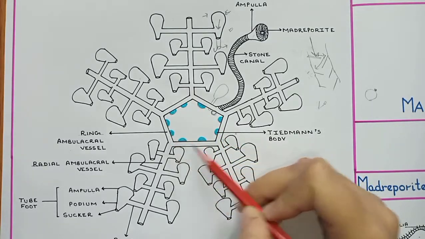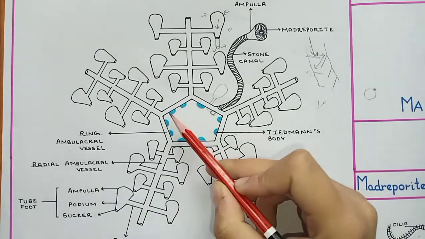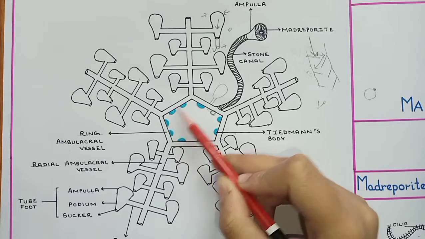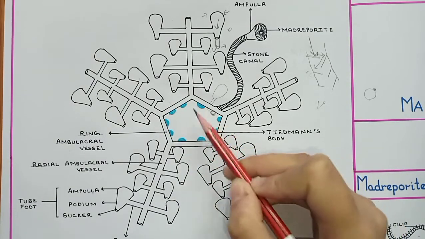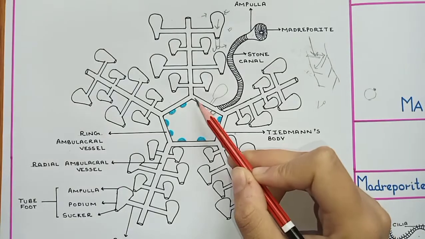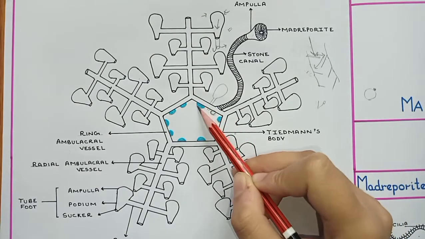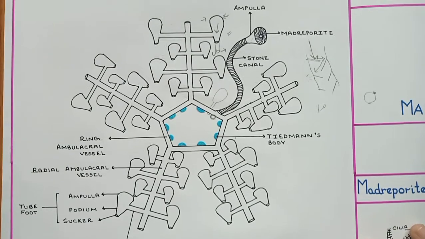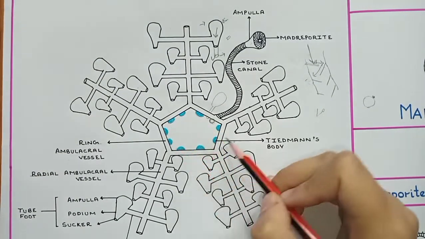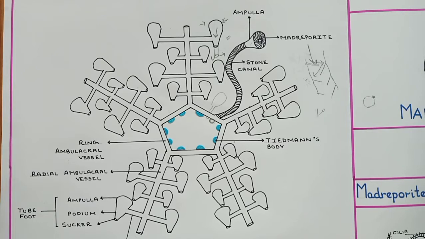On each side of the ring canal there are two Tiedemann bodies, but on the side where the stone canal arises, there is a single Tiedemann body. Okay, this is also really important to know. So there will be a total of 9 Tiedemann's bodies.